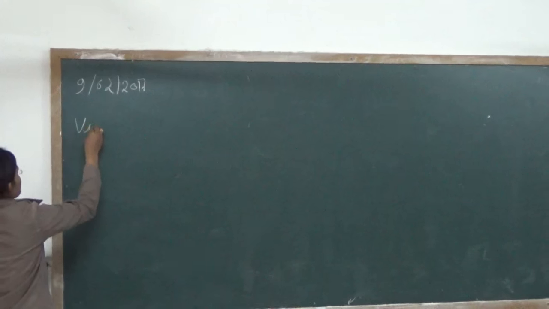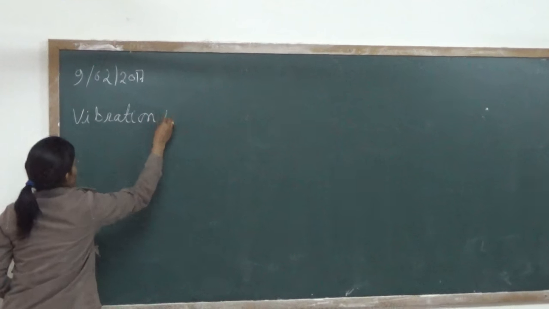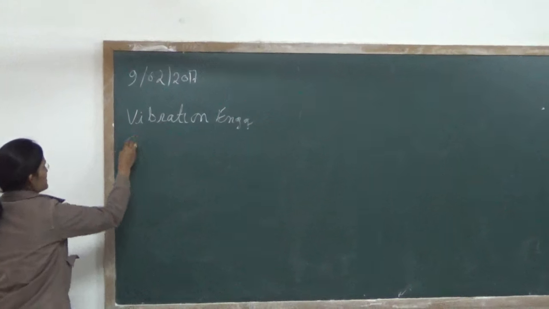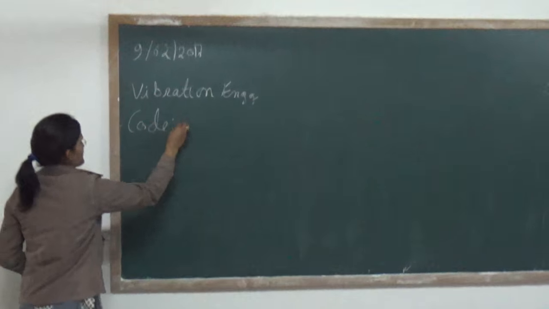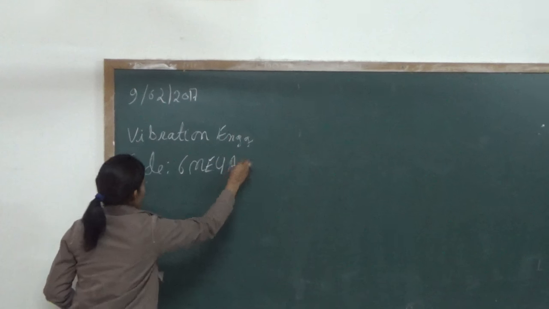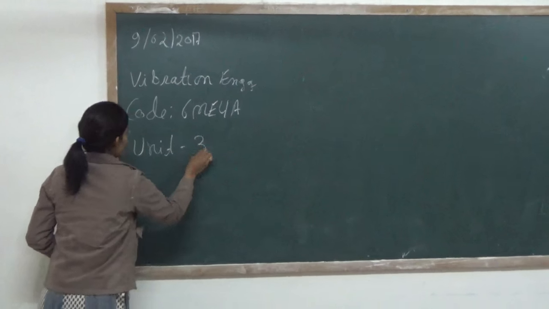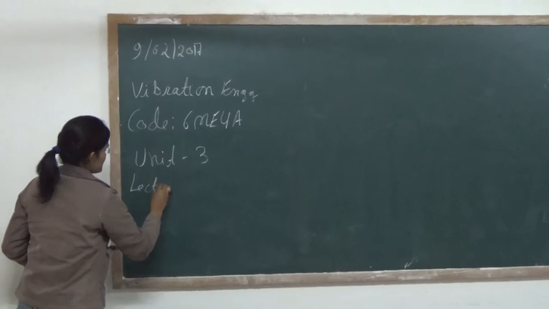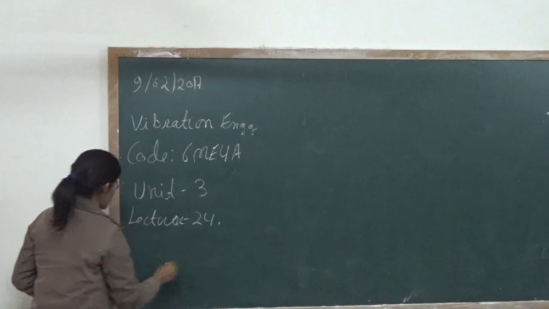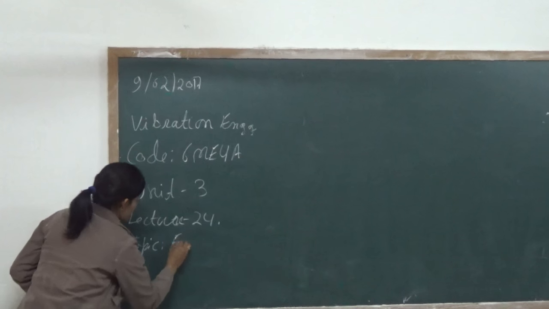Construction Engineering. Our subject code is 6MA4A. The unit we will cover is the third. Our lecture number is 24, and the topic is forced vibration.